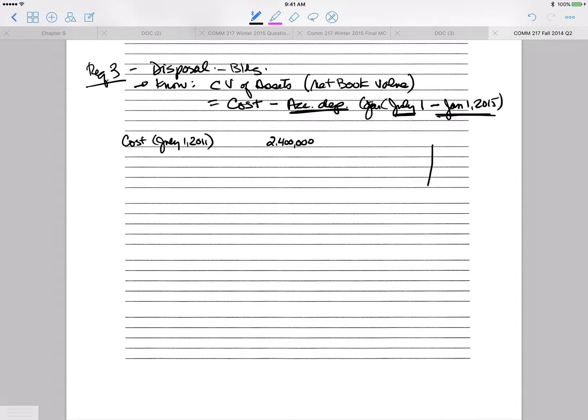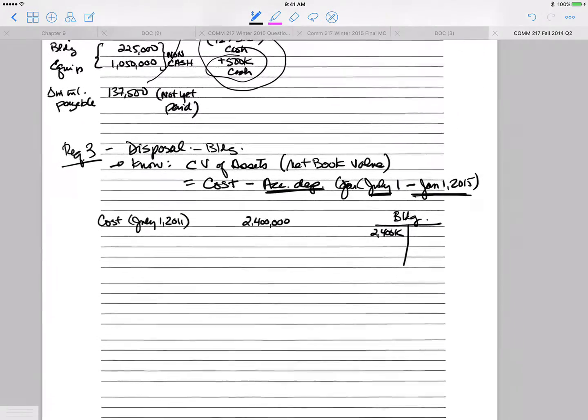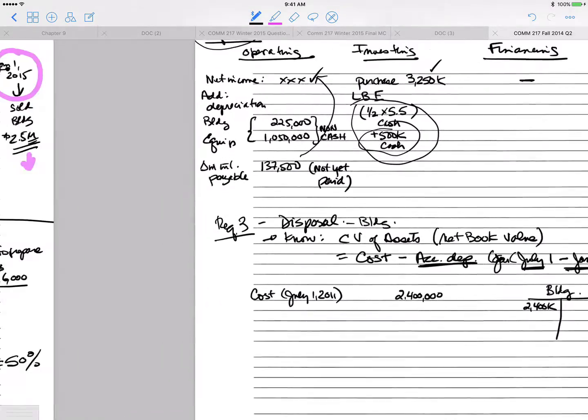Just to show it another way, I'm going to use T accounts. Okay, so on July 1st, we would have debited building, $2.4 million, credited cash, credited note payable, but we have for sure a debit here in this account. Okay, let's go back to the timeline.